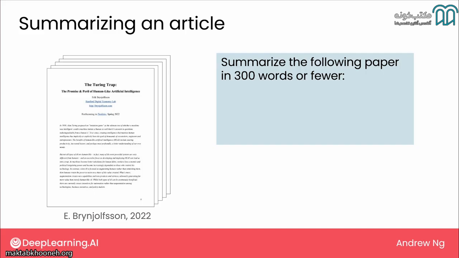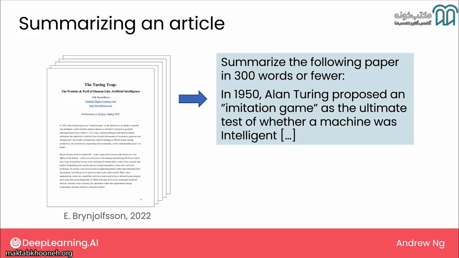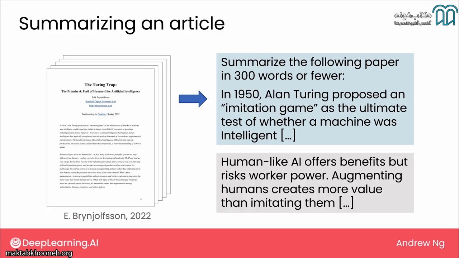So I actually used the following prompt and copy-pasted his entire article into a web interface of a large language model and had it quickly generate a summary for me. It turns out this paper that he had written talks about how human-like AI offers benefits, but there's a lot to be done by having AI augment humans rather than automate.